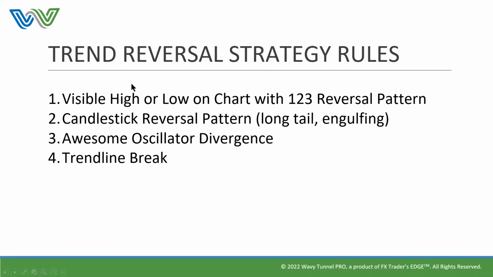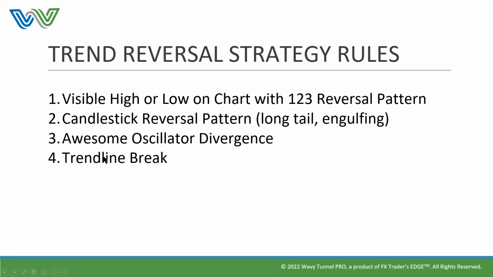So a typical trend reversal strategy has rules, and these are the rules. You look for the visible high or low on the chart with the 1, 2, 3 reversal pattern. You want to look at the candlesticks as well and see a candlestick reversal pattern, and that would include long tails, engulfing candles. I like to use awesome oscillator divergence. I'm going to show you that.